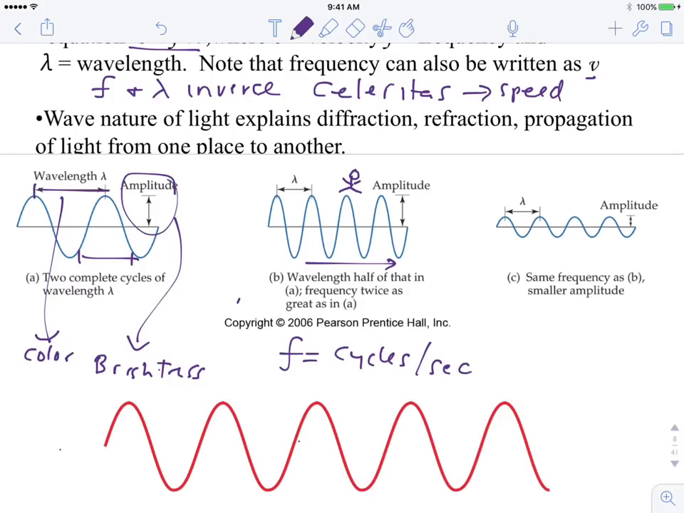What we can see is that when the wavelength is half, the amount of cycles per second would double. You'd have twice as many cycles passing under your feet per second. That is why they're inverse. If I decrease the wavelength, then I increase the frequency.